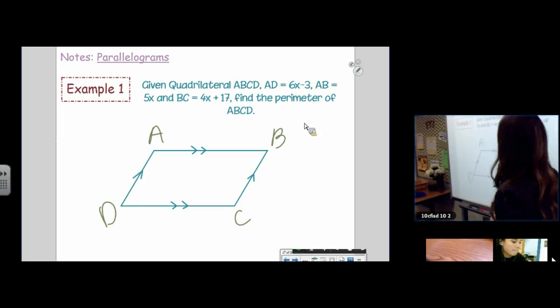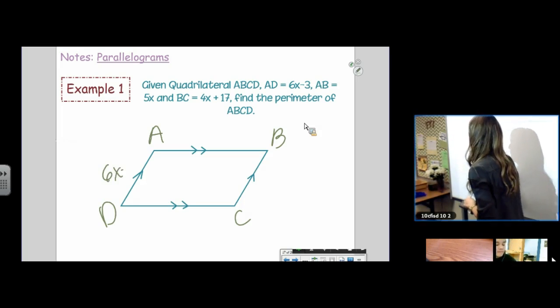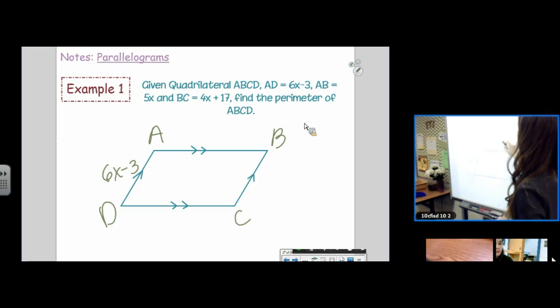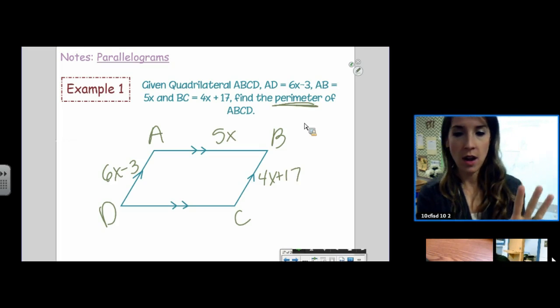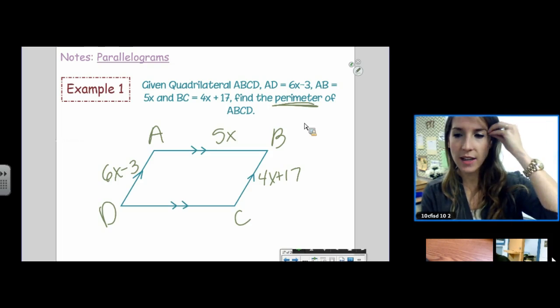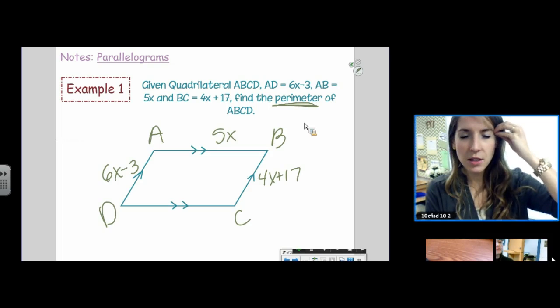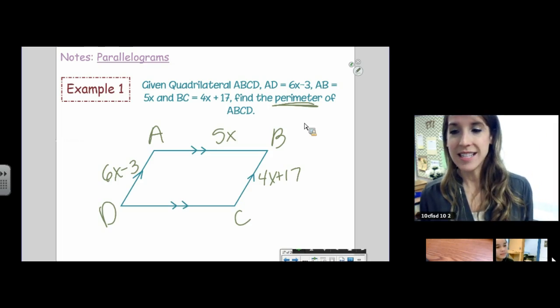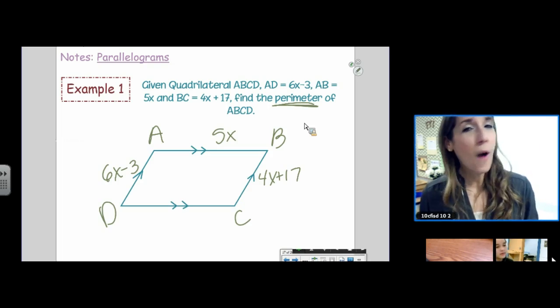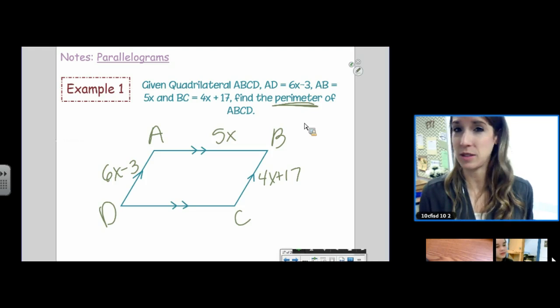All right, so AD is 6x minus 3. AB is 5x, and BC is 4x plus 17. Find the perimeter. Every time you do something in this unit, I want you to mentally justify it to yourself. Like, okay, I'm setting these 2 things equal, and I'm allowed to do this because... Because then you'll just start setting things equal, and you won't know why you're doing it, and you'll set things equal that aren't supposed to be equal.